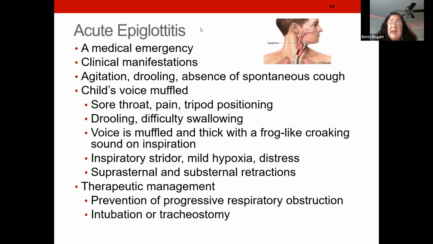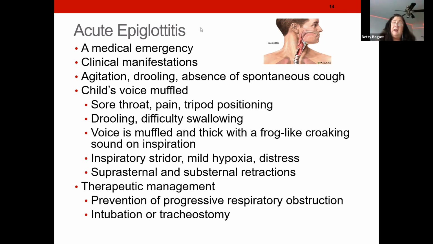You're going to see a kid that can't swallow. They're drooling, and your voice is going to be muffled. I mean, that's about what you'll hear. And you don't want them to talk because it will create more irritation down there. And because they can't breathe in, you're going to see all the retractions. You're going to see suprasternal, substernal, supraclavicular. I mean, these kids are working hard.